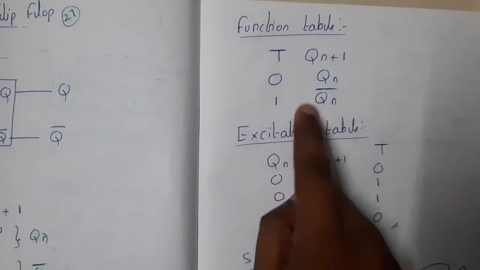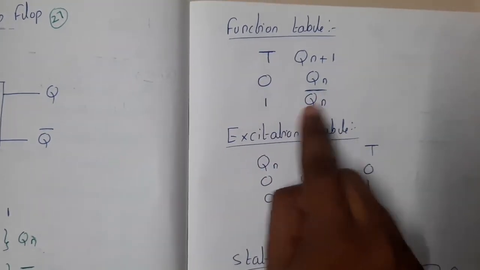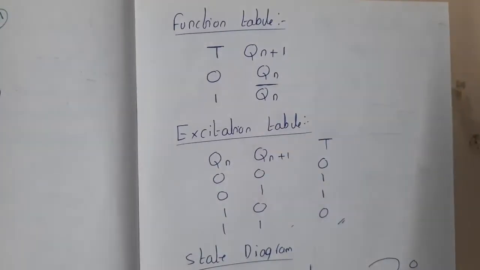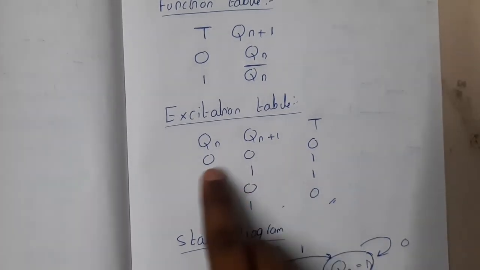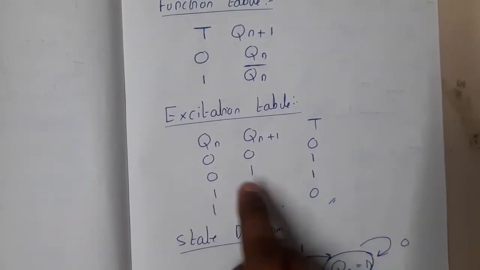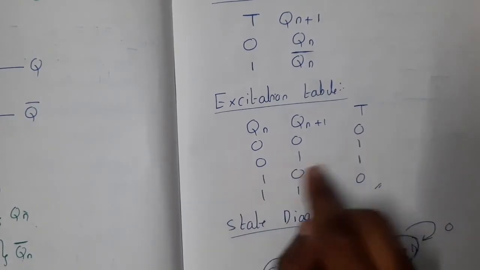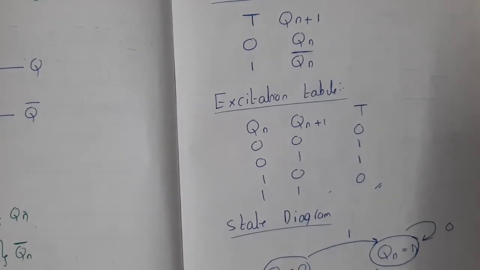The functional table will also be easy. Whenever the input is 0, you will take Qn, and whenever the input is 1, you make it the complement, that is Qn bar, right? Now moving on to the excitation table. Qn, Qn plus 1: 0, 0, 0, 1, 1, 0, 1, 1. When both are zeros, the T should be 0. 0, 1 means 1. 1, 0 means 1. 1, 1 means 0. You can directly write this from our truth table, guys.